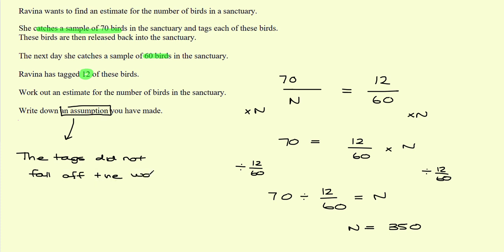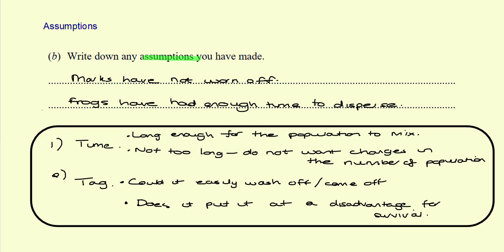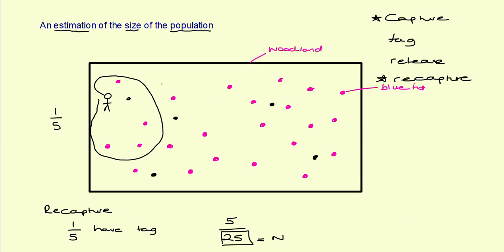But you could say that the birds had had enough time to mix again. You could also say that the tags didn't give a disadvantage to the birds. For example, it was so heavy that the birds couldn't fly and they were weighed down, so therefore they were more likely to be recaptured. You know, lots of different things that you can kind of think about. And the beauty of stats is as long as it makes sense, then it will be accepted. It doesn't have to be on a mark scheme. We could have a, you know, or equivalent, something that you've kind of thought about. Okay, so that's all there is to Petersen capture recapture. I hope that's helped.